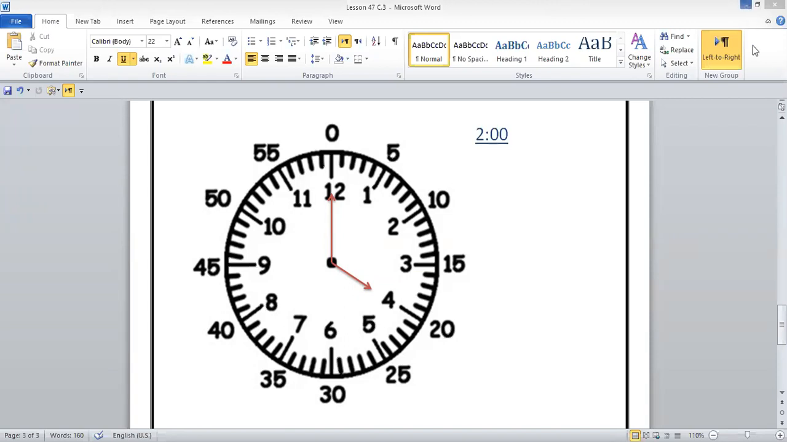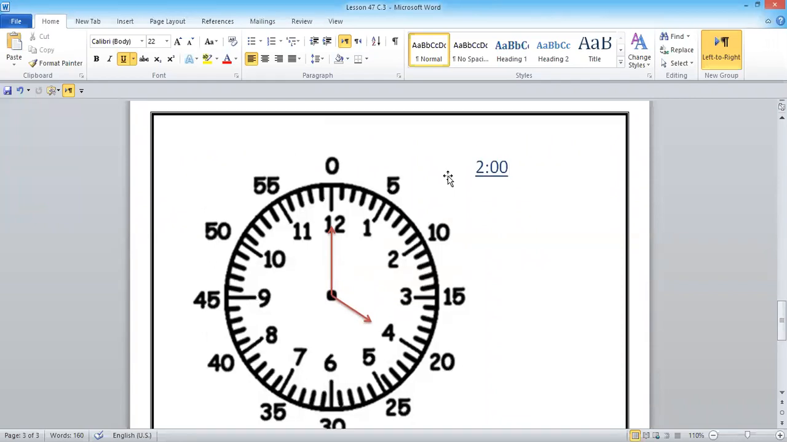Two. Wait a minute. Is it 2? Look at the short hand. Which is the hour hand? Where is the hour hand? That is 4. So what time is it? Hour is 4. Minutes are... wait a minute. Okay. 4 o'clock, 12 minutes.